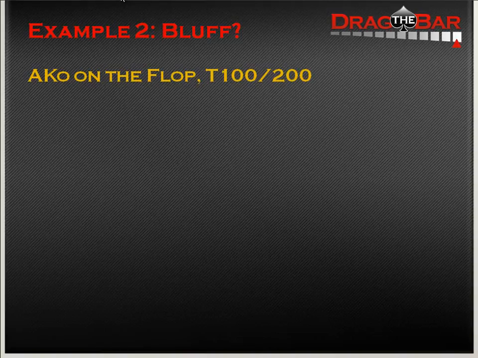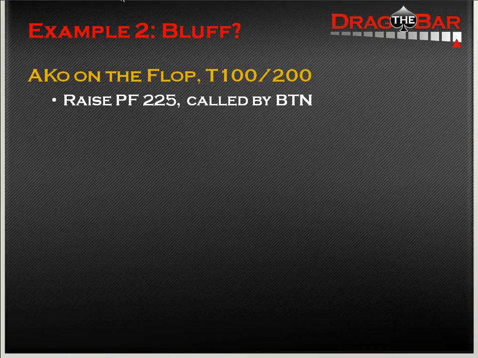All right, now this is a fairly common spot that I've had a lot of students get into. It involves playing ace-king offsuit when we've missed the flop and the turn, and we're trying to decide whether we should bluff or not. So let's say we're early in the tournament, the blinds are at 100, 200, and there's still a lot of people left, and we've raised to 225 chips and been called by the button. So we're raising from a middle position.